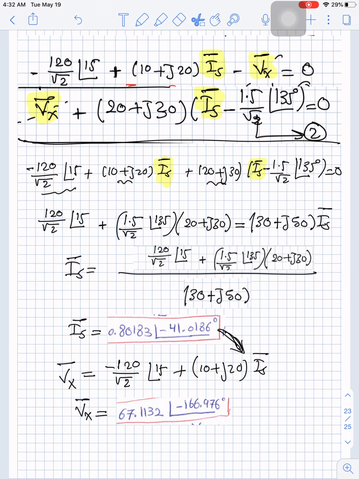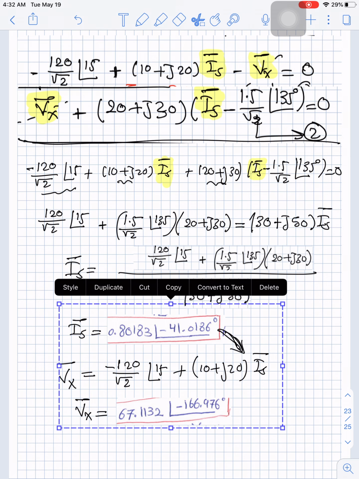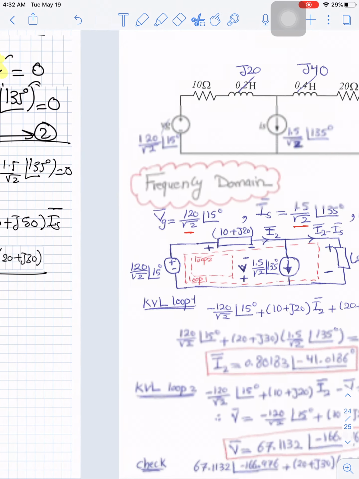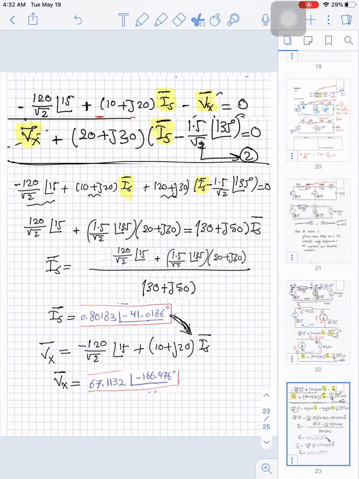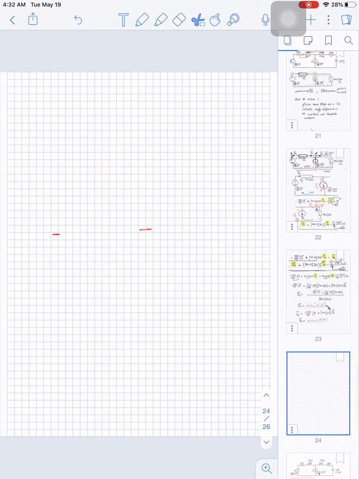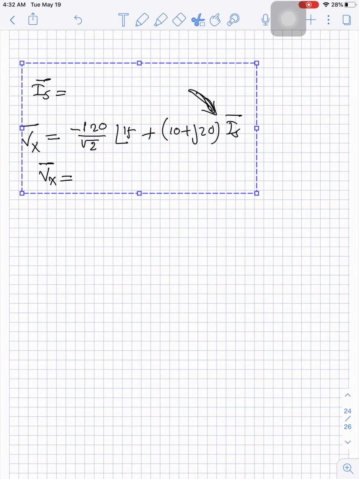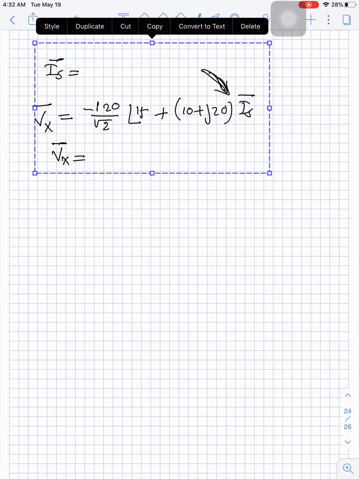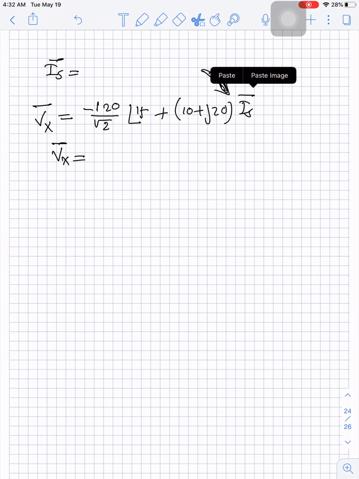And after we get I source and Vx, we can go back to time domain. So if we want to go back to time domain, let's copy these. Don't forget that the problem started in time domain, but we moved the problem to frequency domain to be able to solve it. Okay, so we can return these two values to the time domain again.